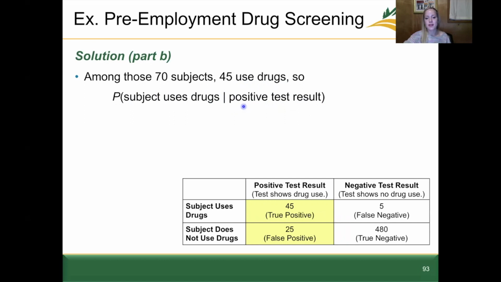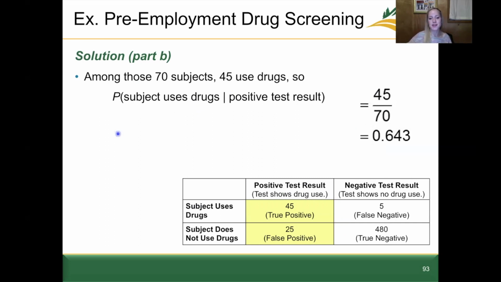Because this is true, a subject had a positive test result, then we just need to look at this column here. In this column here, we have 45 plus 25, that's 70 subjects. Event B in this case, that the subject does use illegal substances, so then we go here to this row where we note that this number is 45 subjects. Putting this information together, we have 45 over 70, so we have this probability of 0.643. That was using the intuitive approach only for part B.